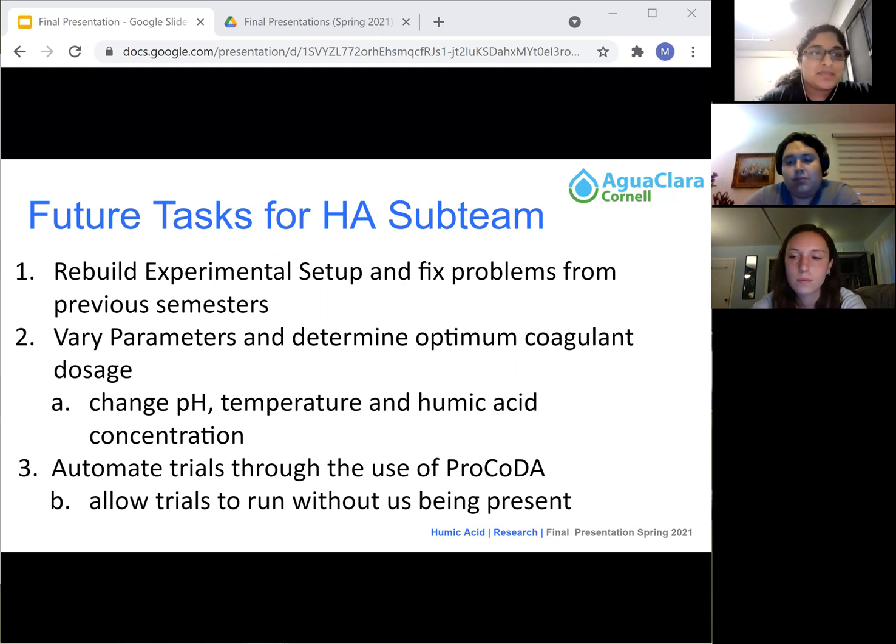they should also try changing the pH and temperature. And finally, automating Procoda is a better research mechanism that we were trying to investigate this semester, and would allow for that to continue in future subteams so they could actually allow more trials to be run without them being present.